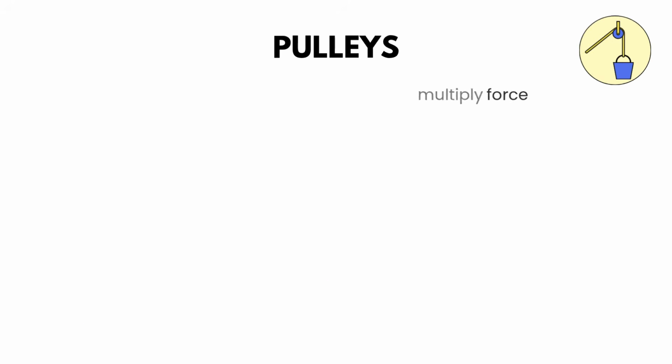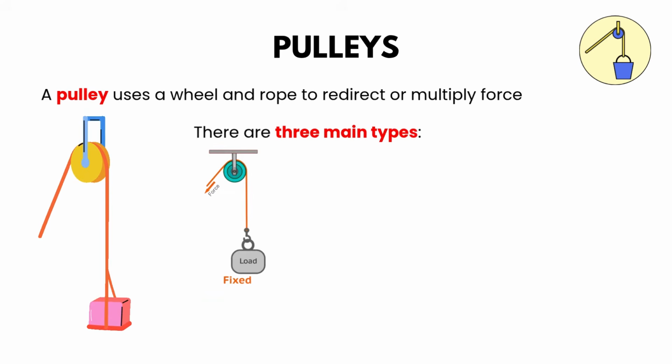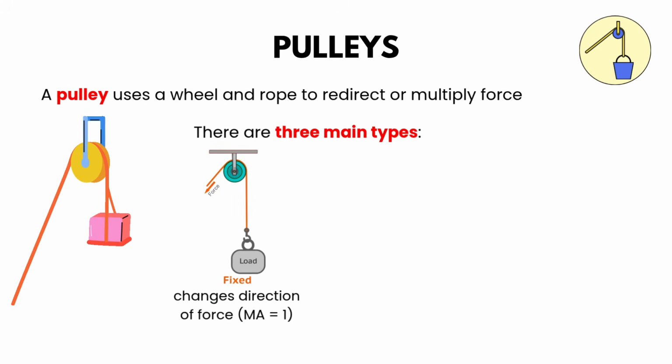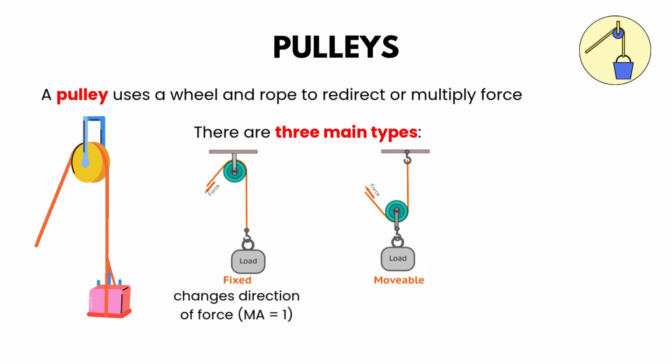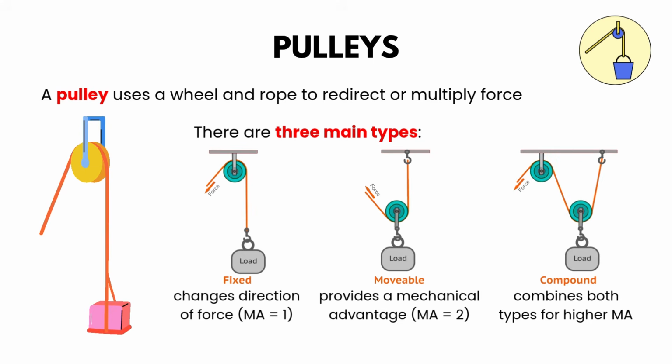Pulleys. A pulley uses a wheel and rope to redirect or multiply force. There are 3 main types: fixed pulley, changes direction of force, MA equals 1. Movable pulley, provides a mechanical advantage, MA equals 2. Compound pulley, combines both types for higher MA. Each additional rope segment supporting the load increases the mechanical advantage, a common MCAT setup for work problems.